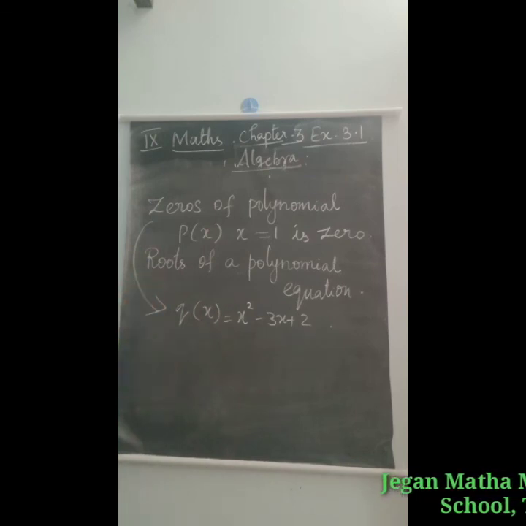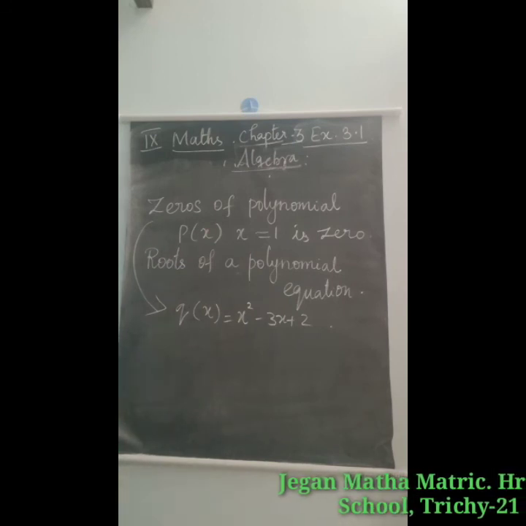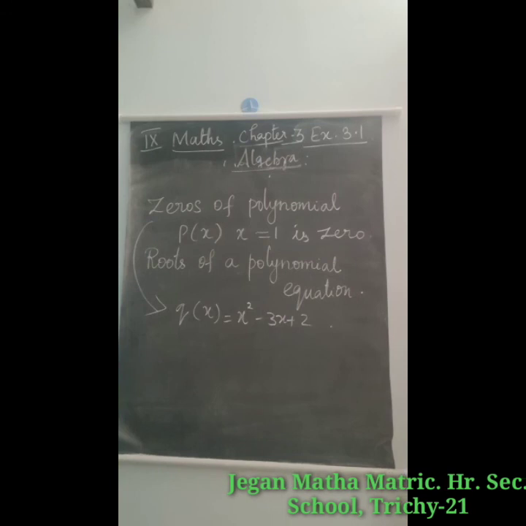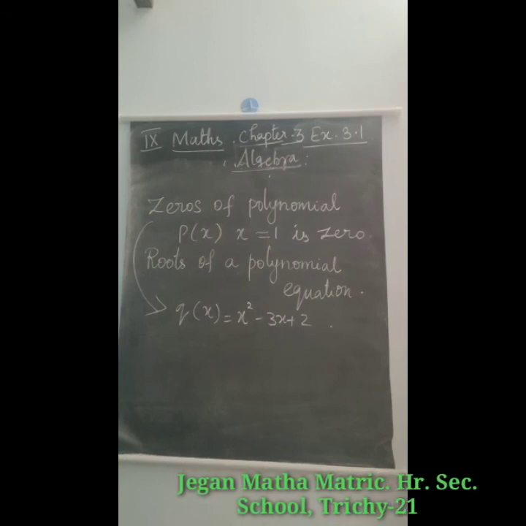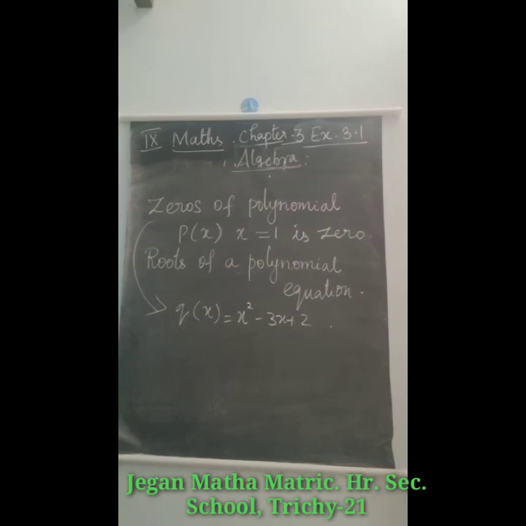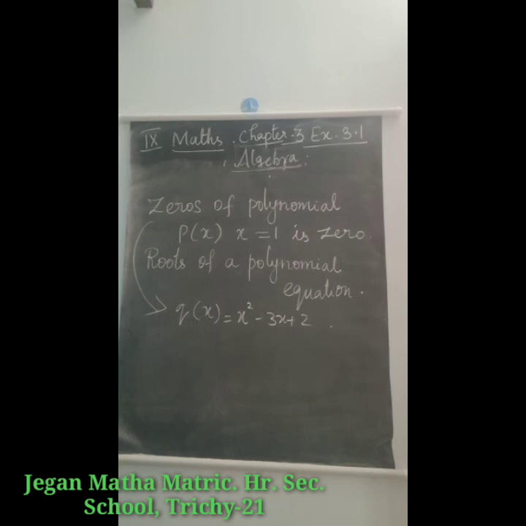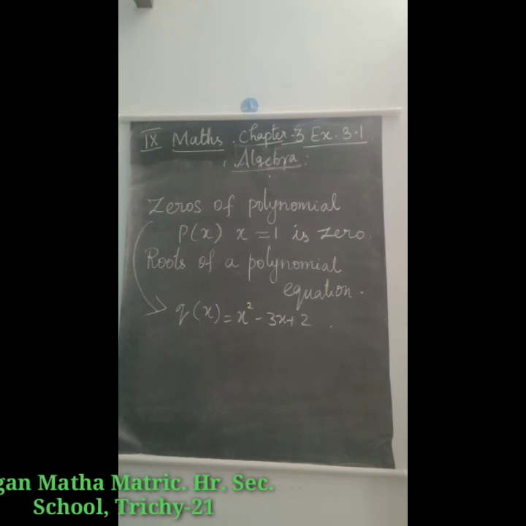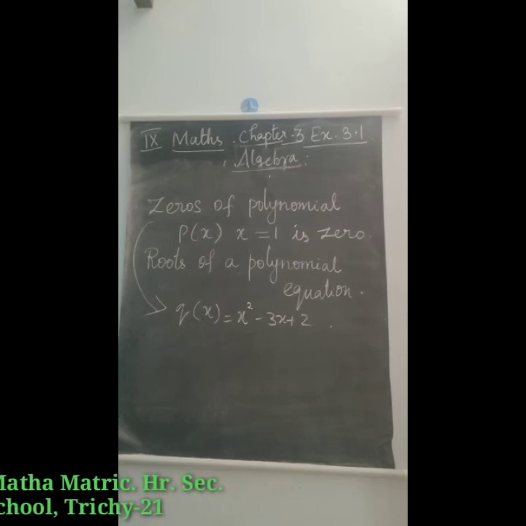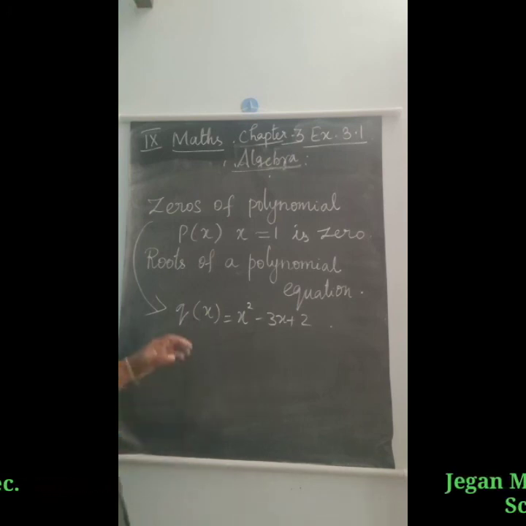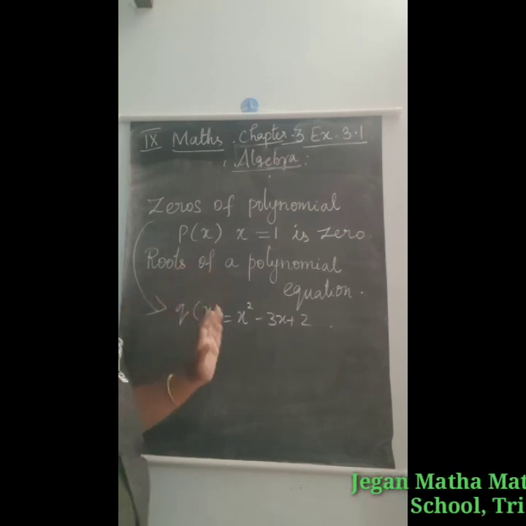And roots of the polynomial equation. If p of a equals 0, then a is a zero of the polynomial p of x, and a is the root of the polynomial equation p of x equal to 0. A zero of a polynomial can be any real number, not necessarily 0. A non-zero constant polynomial has no zero. By convention, every real number is a zero of the zero polynomial. That is the roots of the polynomial equation.